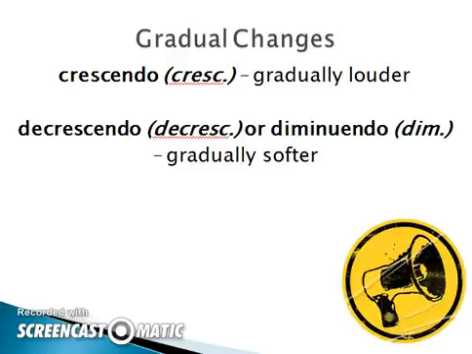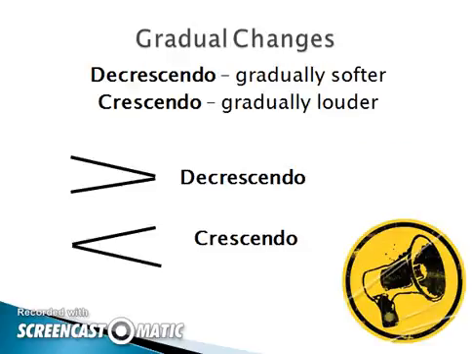Gradual changes in dynamics include crescendo, decrescendo, and diminuendo. Crescendo means to gradually get louder, and decrescendo and diminuendo both mean to gradually get softer. They are sometimes indicated by the abbreviation seen here or by the following symbols. These are sometimes called hairpins because they look kind of like bobby pins.